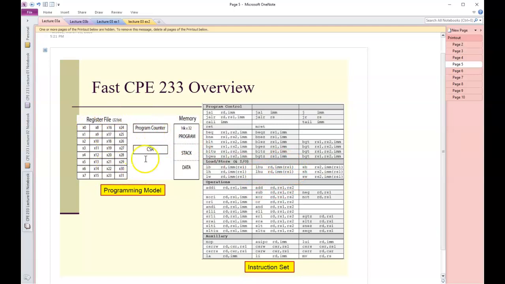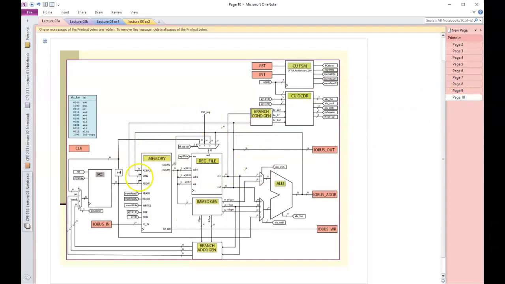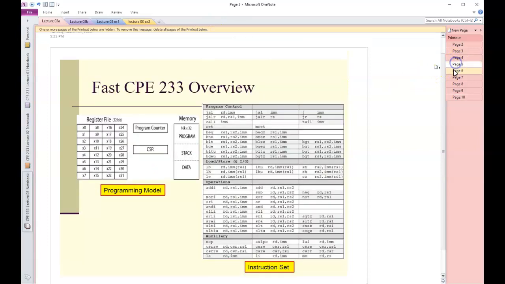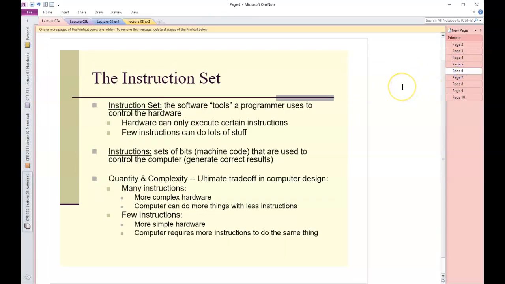This is not all the hardware in the computer. There's a lot more hardware than that. In fact, we'll click to it. This is all the computer hardware there is, which is obviously different than the programming model, because the programmer using instructions doesn't have access to all these modules. So, there it is, the instruction set.